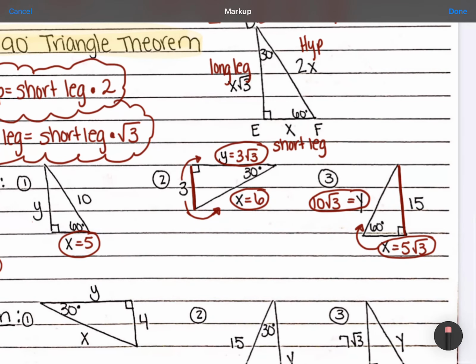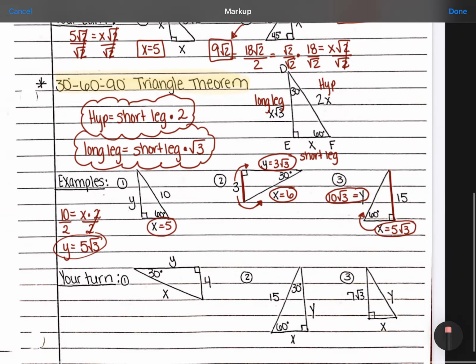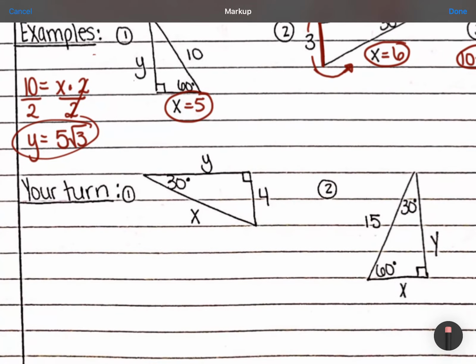So again, use your equation, especially if they give you that long leg. If they give you the short leg, it's really easy. You just double it to get the hypotenuse, multiply by radical 3 to get the long leg. All right, so you can pause the video and try these 3 problems, and then unpause the video and see how you did.